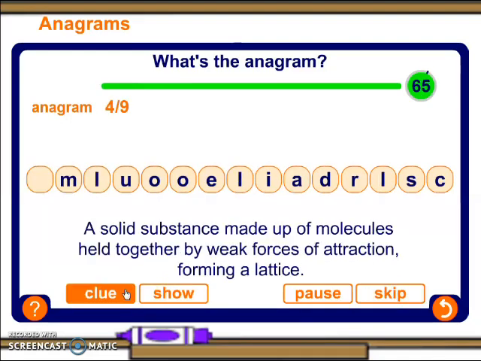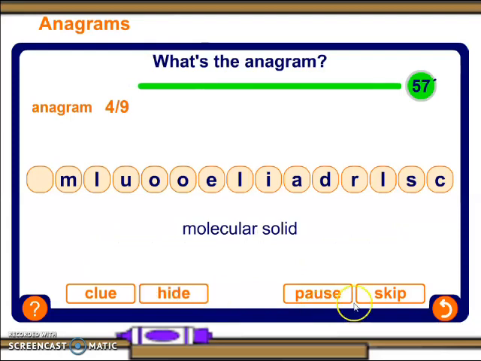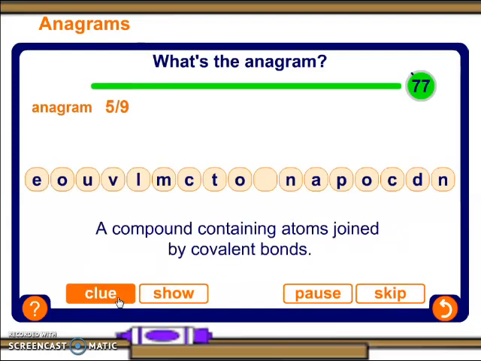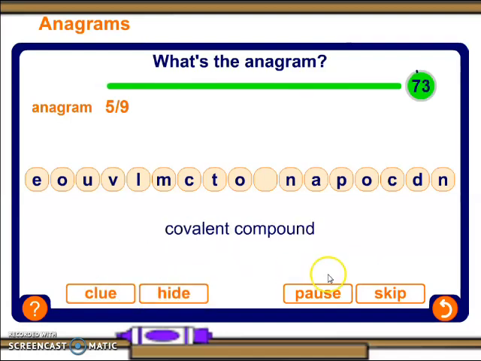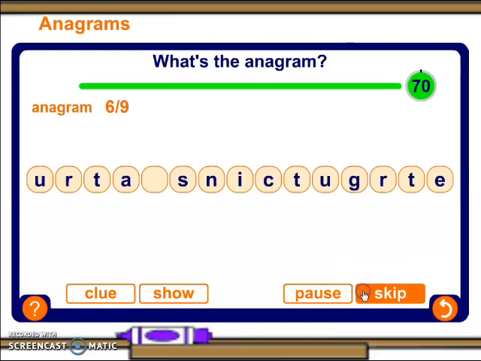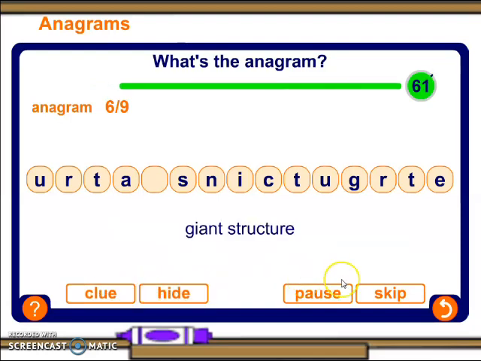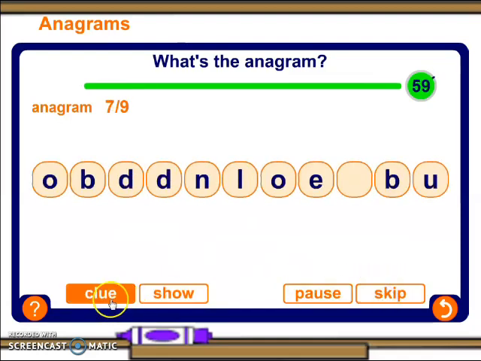4. A solid substance made of molecules held together by weak forces of attraction, forming a lattice. The right answer is molecular solid. 5. A compound containing atoms joined by covalent bonds. The correct answer is covalent compound. 6. A 3D structure containing millions of atoms or ions bonded together. The right answer is giant structure.